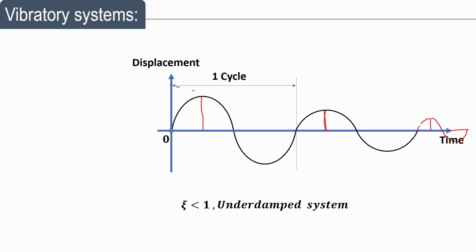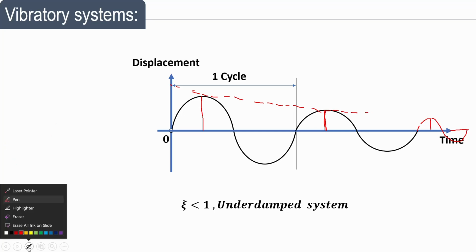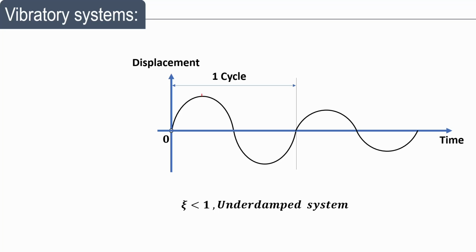If you draw the curve joining the peaks of each cycle's amplitude, and further join these points, then you will get a curve which is in exponential fashion. So it is also known as the logarithmic decrement or exponential decay. This is the underdamped system, which may be desirable in certain cases but not in all cases.